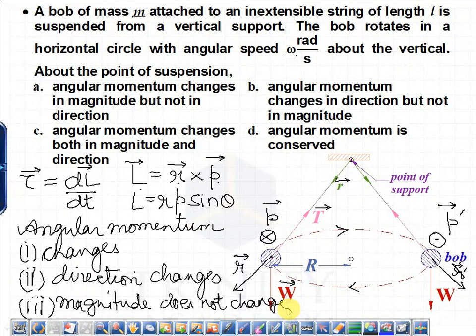So now let us try to see the options. The first option is angular momentum changes in magnitude but not in direction. That is exactly the reverse of what we have obtained. So this option is ruled out. The second option is angular momentum changes in direction but not in magnitude. This is the correct option. The third option is angular momentum changes both in magnitude and direction. Again ruled out. The fourth option, angular momentum is conserved. It is incorrect because we find that angular momentum is changing because of the torque. So the correct option in this case is option B.